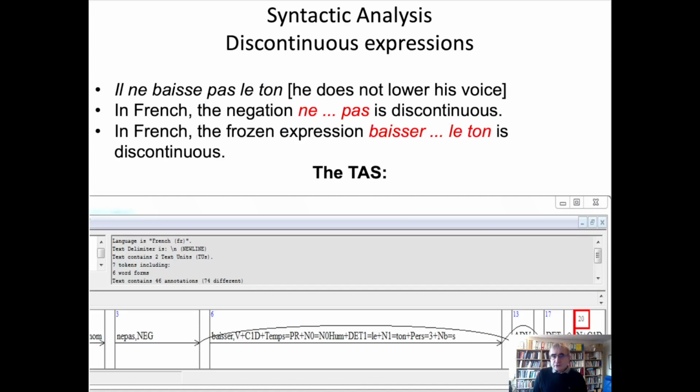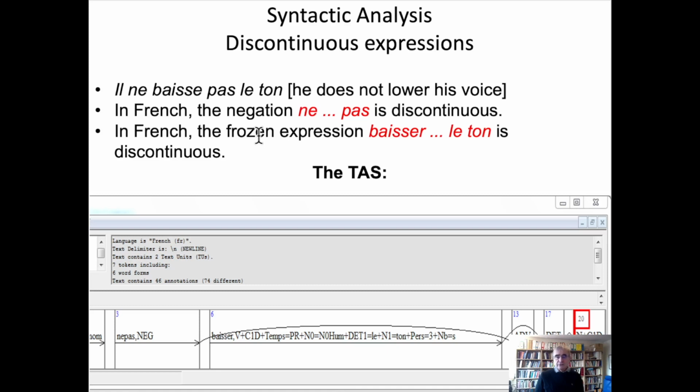Now, what about discontinuous expressions? For example, if you have the text "il ne baisse pas le ton", which means he does not lower his voice. In French, "ne pas" is a discontinuous expression that represents the negation. "Ne pas" is discontinuous because there is a verb inserted. And there is also a frozen expression, "baisser le ton", which means to lower one's voice.